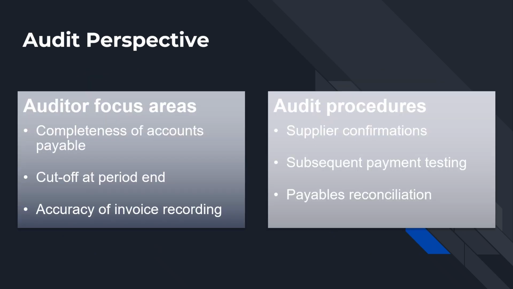Let's also discuss some audit perspective. From an audit perspective, the creditor cycle receives significant attention. Auditors focus on whether accounts payable are complete, whether transactions are recorded in the correct period, and whether invoices are recorded accurately. To address these areas, auditors perform procedures such as obtaining supplier confirmations. They also review payments made after the reporting date and perform reconciliations of payables balances. These procedures help auditors gain assurance that liabilities are fairly stated.